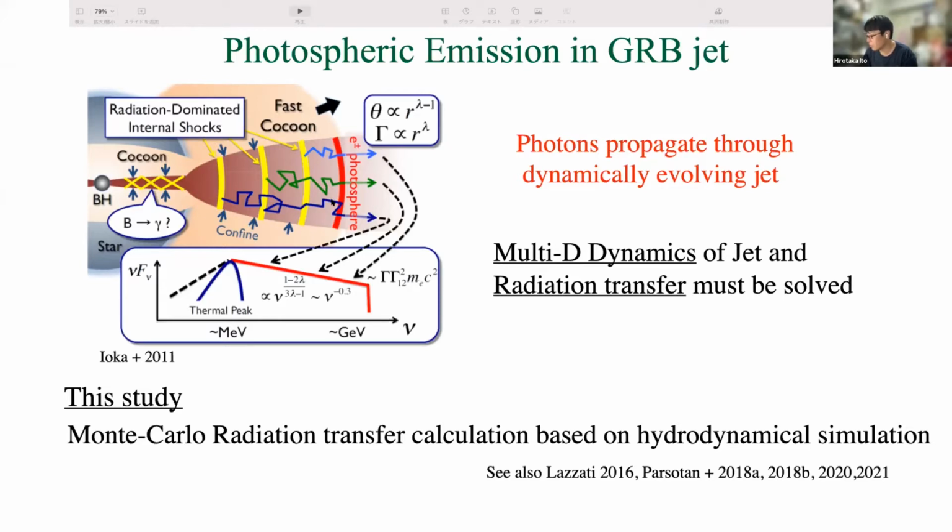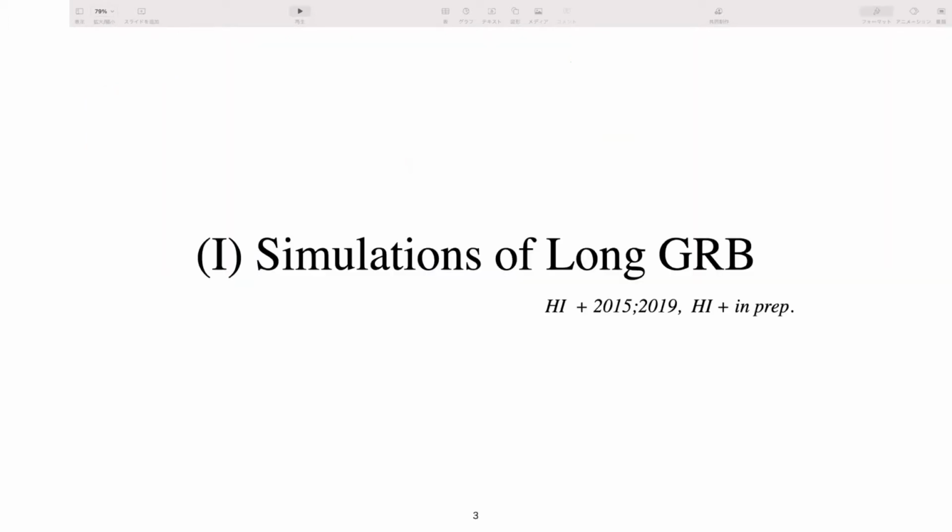So in order to assess such an impact of the jet structure on the emission, one needs to consider the global dynamics of the relativistic jet, as well as radiation transfer within the jet. So in our study, we explore this issue by conducting a Monte Carlo radiation transfer calculation based on the hydrodynamical simulation. And our numerical method is basically identical with the MC-wrapped code developed by Davide and Tyler's study, which was presented in Tyler's talk yesterday. Okay, so let me move on to the detail of the study.